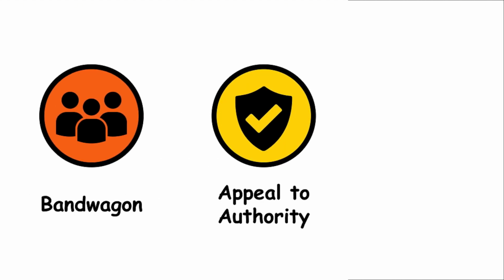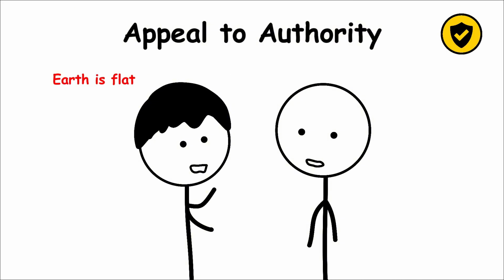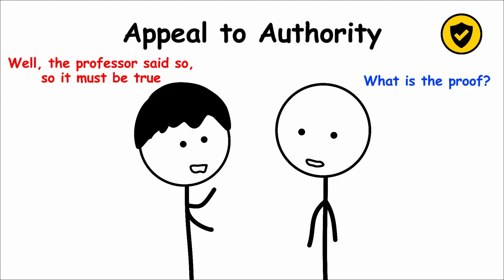Appeal to authority. This happens when someone relies on someone's authority or status rather than the evidence or reasoning behind the argument. It's like saying, well, the professor said so, so it must be true. Just because an expert says something doesn't automatically make it true. Sometimes even experts can be wrong.